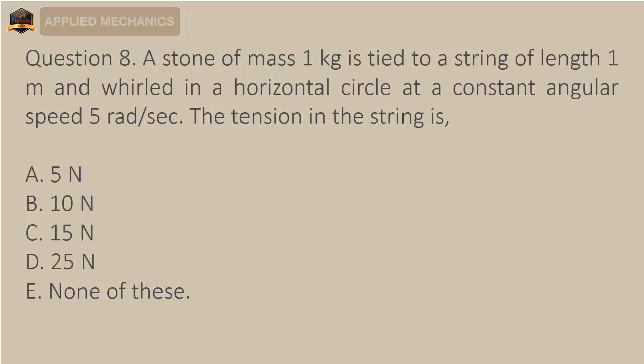Question 8. A stone of mass 1 kilogram is tied to a string of length 1 meter and whirled in a horizontal circle at a constant angular speed 5 rad per second. The tension in the string is A. 5 N, B. 10 N, C. 15 N, D. 25 N, E. None of these. The correct answer is option D, 25 N.